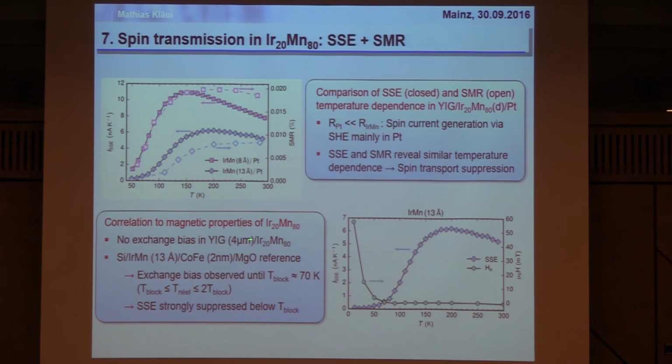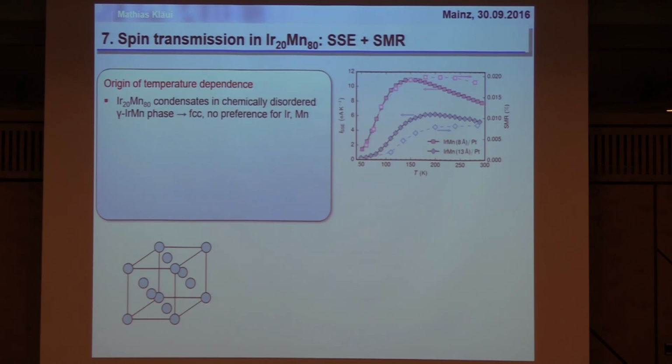That's okay. And then we put the same amount of iridium manganese and put a little bit of cobalt iron on top, and there we get nice exchange bias, and we see that we get roughly 70, 80 Kelvin of Néel temperature. And so this is about the temperature where this dramatic reduction in the signal sets in. So this means that at temperatures below the Néel temperature, the spin transport is blocked. And the question is, what is the origin?